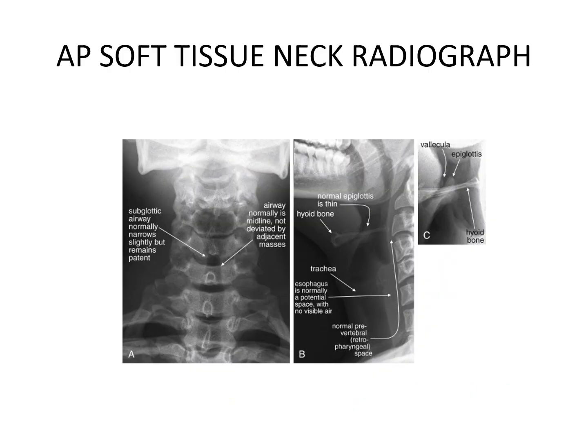So here is just an x-ray of an AP soft tissue neck, and it's just showing you that anatomy that we talked about. You see the hyoid bone on the right-hand side pointed out there. You see on the right-hand radiograph the oropharynx and the nasopharynx are going to be the two superior black lines just above where it says normal epiglottis is thin. And then you'll note that the trachea sits anterior to the esophagus.